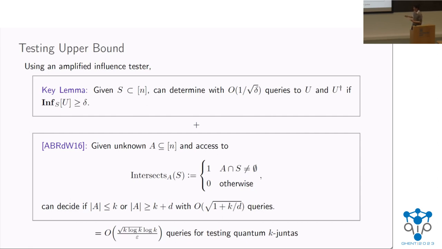So in 2016, there was this amazing result where, given access to this intersect oracle, which has an unknown set A of [n], and outputs 1 if the input set has a non-zero intersection with this mystery set, and otherwise outputs 0. Given access to this intersect oracle, the problem of group testing is whether you can decide how large the set A is. And it turns out you can do this with a smaller number of queries using quantum algorithms. If you combine this with the influence tester, then you get a junta tester with a small number of queries.